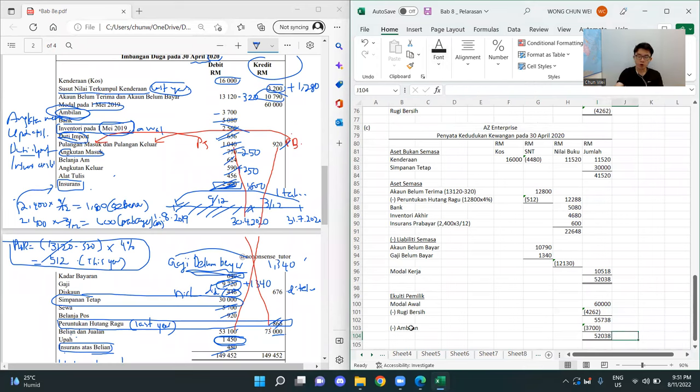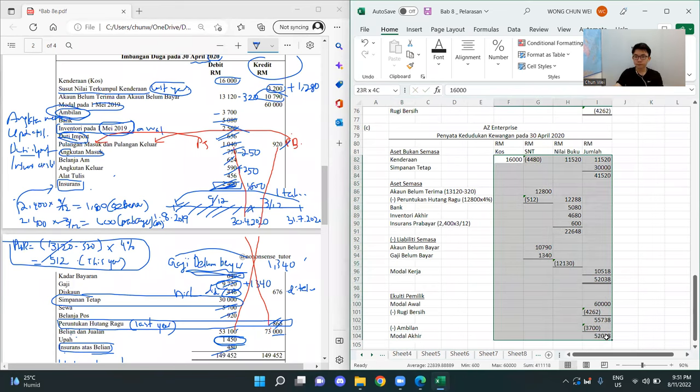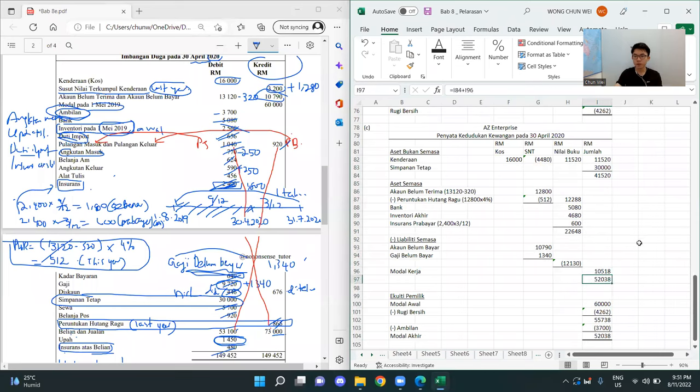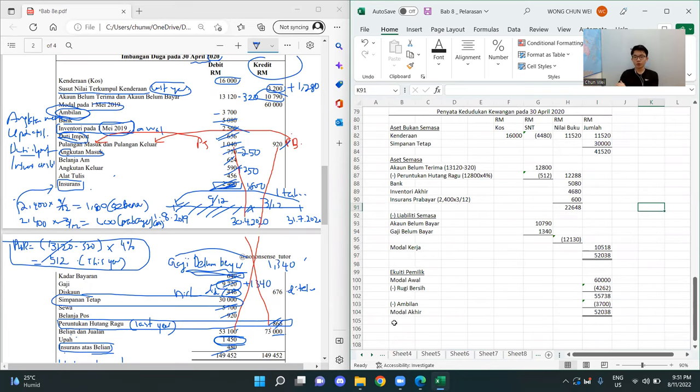This jumlah, normally we call it a modal up here. So is it imbang? Answer is yes. You can see these two must be imbang. And for this question, there is no liability bukan semasa. All right. So if there is a liability bukan semasa, then you have to put it under. So if there is no, then you can just stop here. All right. So this is your answer.